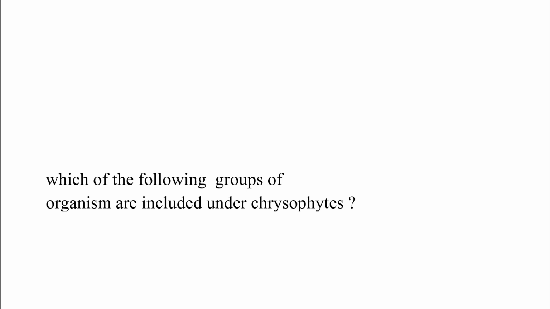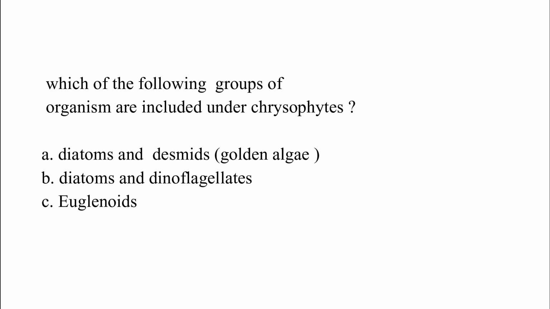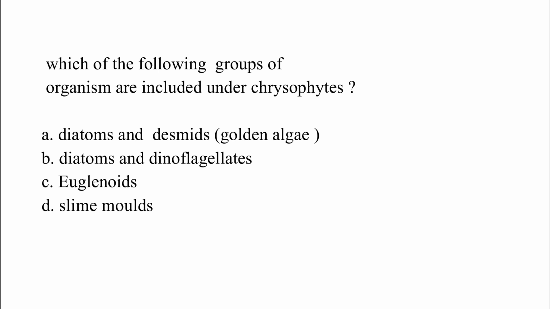Which of the following groups of organisms are included under chrysophytes? Option A, diatoms and desmids, also called golden algae. Option B, diatoms and dinoflagellates. Option C, euglenoids. Option D, slime molds. The correct answer is option A, diatoms and desmids, which belong to the chrysophytes group. Like chrysophytes, the dinoflagellates, euglenoids and slime molds also belong to the kingdom Protista, but diatoms and desmids are placed under chrysophytes.